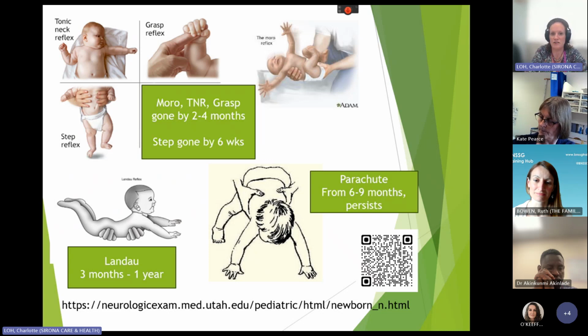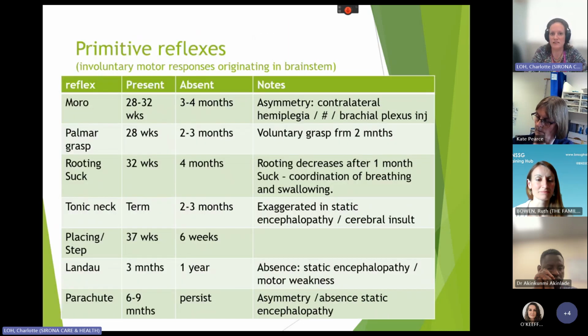I've put a bit more detail on the following slide about primitive reflexes, so you can look at it at your leisure after the presentation is uploaded. Any particular questions on that point at all? Or should I keep moving on? No questions at the moment.